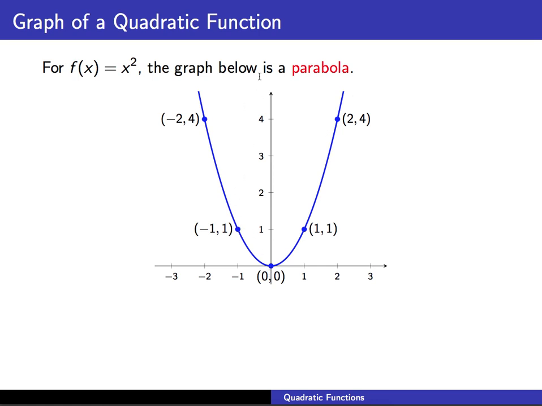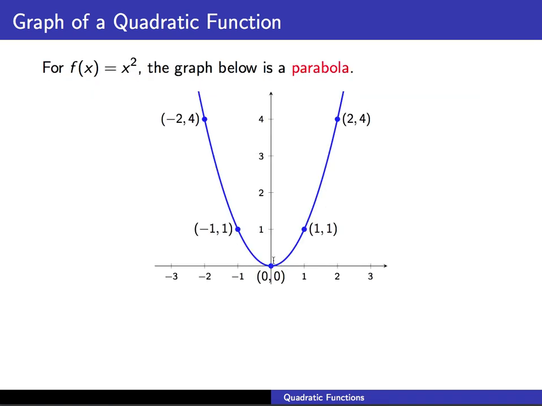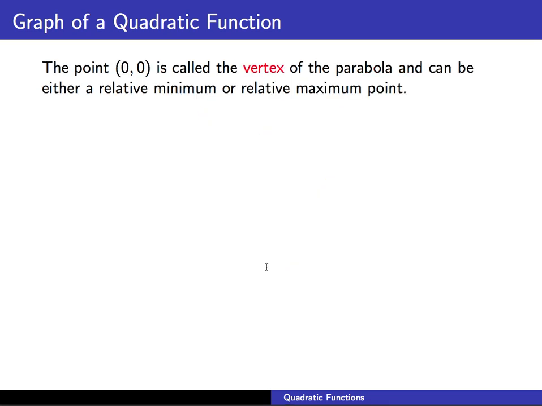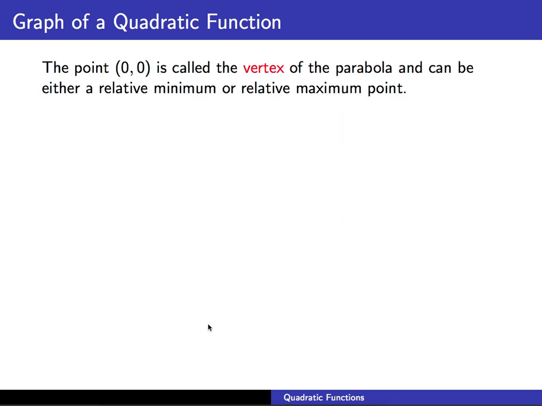Notice that the left side of the parabola is a mirror image of the right side as well. The y-axis is a line of symmetry. It's called the axis of symmetry because it splits the graph into two equal halves. So the point, in this case the origin, the bottom of this parabola, the minimum point, is called the vertex. Depending on which way the graph is opening, here we have a graph that's opening up, then the vertex is going to be a minimum. However, we can have graphs that open downward, in which case the vertex is a maximum. So our vertex is a relative minimum if it's opening up, a relative maximum if it's opening down.